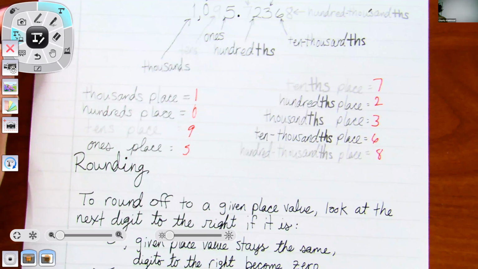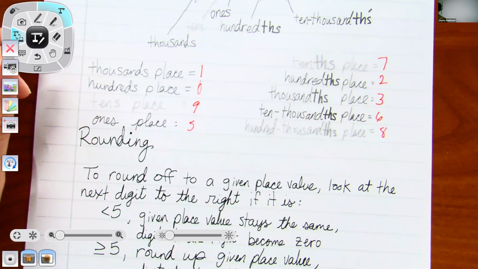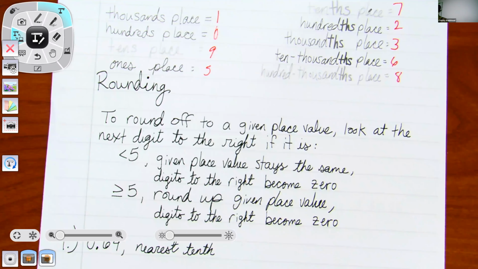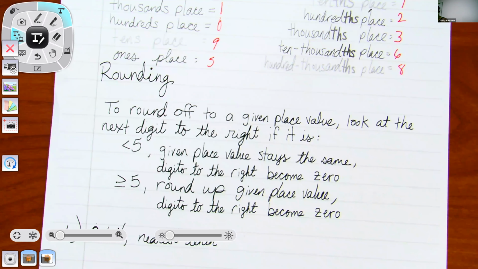All right, so to round off to a given place value, look at the next digit to the right. If it is less than 5, the given place value stays the same, and the digits to the right become 0. And if it's greater than or equal to 5, you're going to round up the given place value, and the digits to the right become 0.